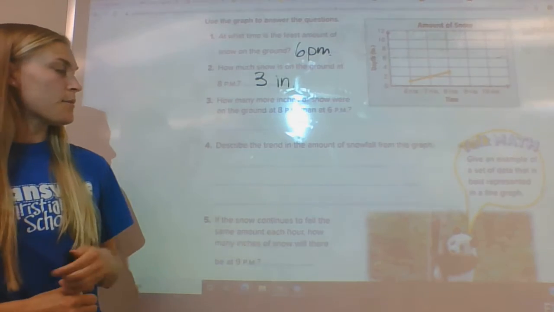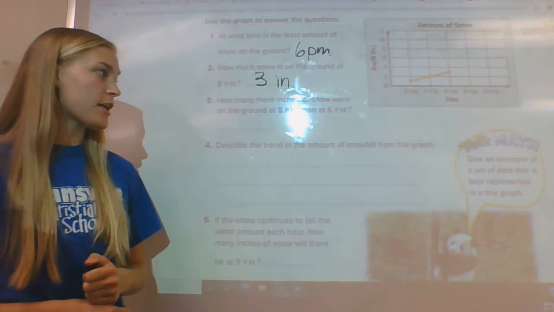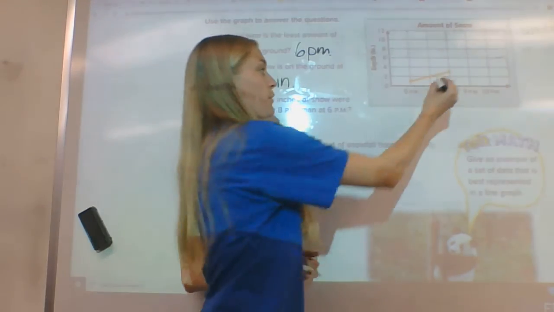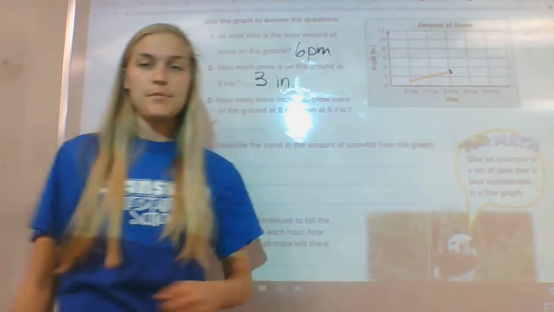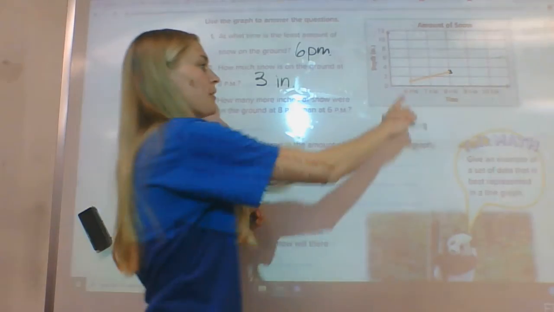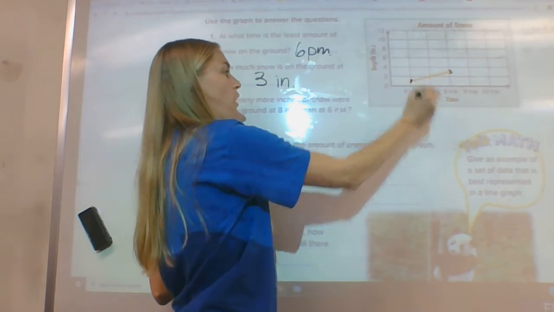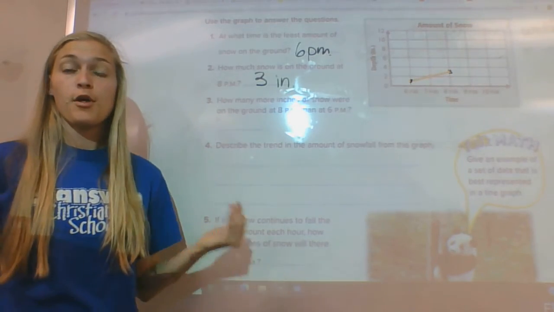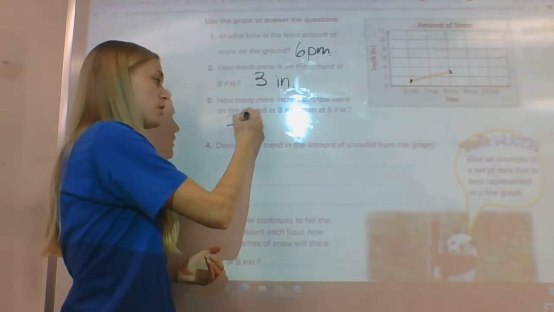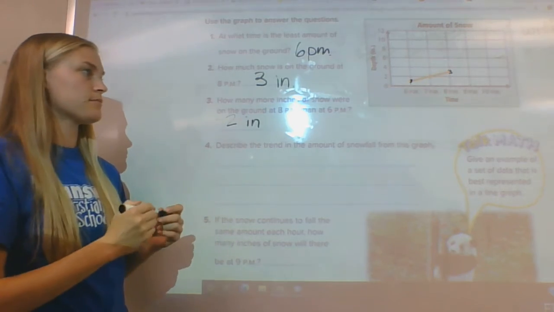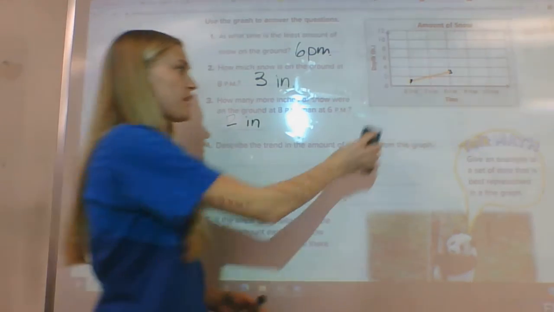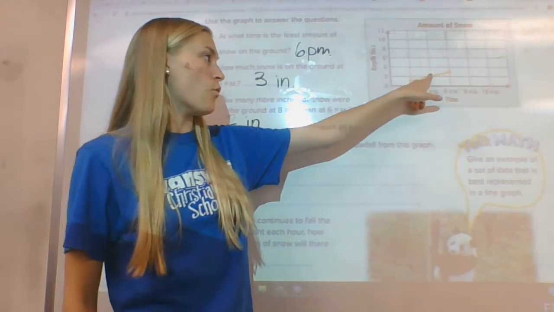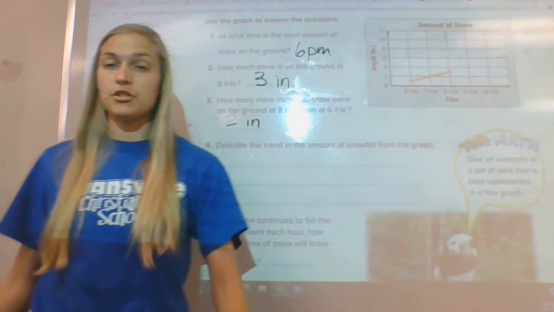All right, then it says how many more inches of snow were on the ground at 8 p.m. than at 6 p.m. So now we have to do some subtraction. We know that there were 3 here at 8 p.m. and at 6 p.m. it's between 0 and 2. That would be 1. So how much more was on the ground at 8 p.m.? 3 minus 1, that gives us 2 inches. You can also just count up from the 6 p.m. to the 8 p.m. You can go, okay, 1, 2 inches.